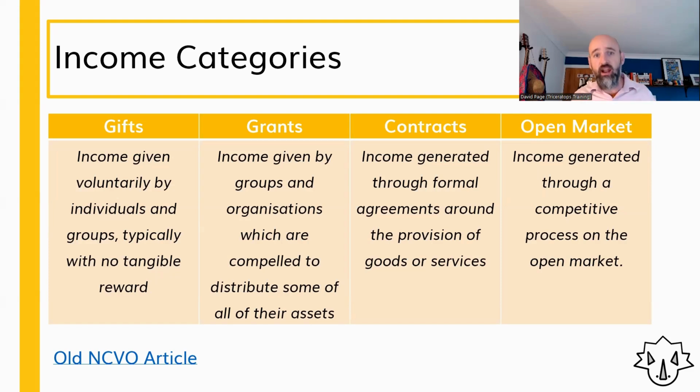So you've got gifts, you've got grants, you've got contracts as well. But today what we're thinking about is that fourth column, the one that says open market. We're thinking about how we can generate income through a competitive process on the open market. In other words, we're putting our entrepreneurs' hats on. We're channeling our inner Richard Bransons, and actually we're going out there and we're competing with businesses. And businesses have advantages over us, but we also have advantages over businesses.